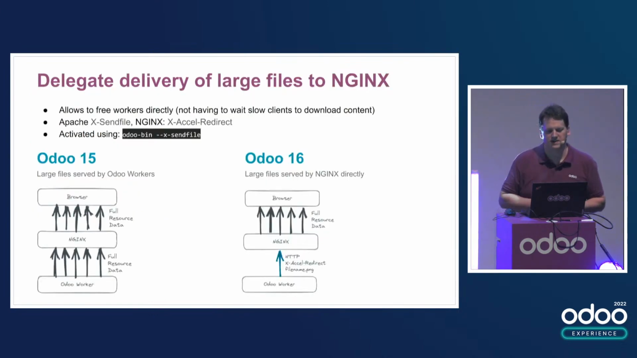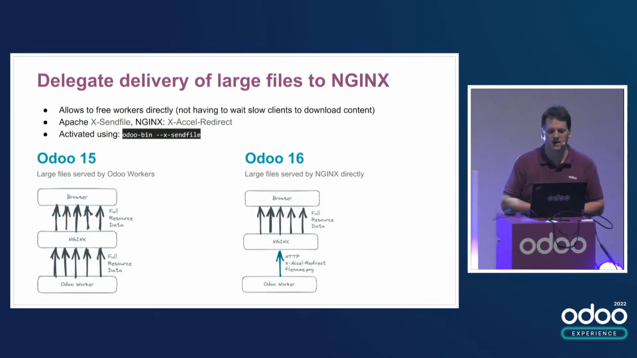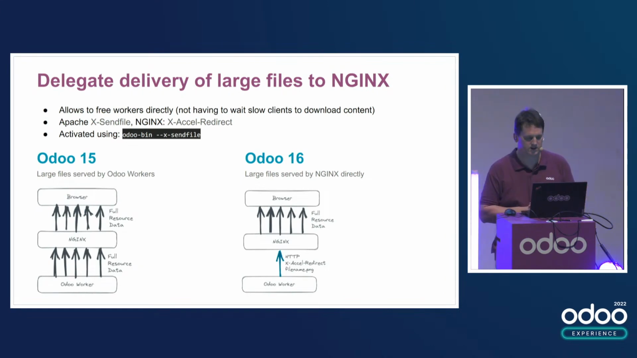One of the things we did also to reduce the load on your workers is to delegate the delivery of large files to Nginx. So now the Odoo server comes with a new argument, which is --x-sendfile. When you use that, the assets or the large files can be delivered directly by Nginx rather than by Odoo workers. So we reduce the load on your Odoo workers and the number of concurrent HTTP requests you can handle, and Nginx will do it for you.